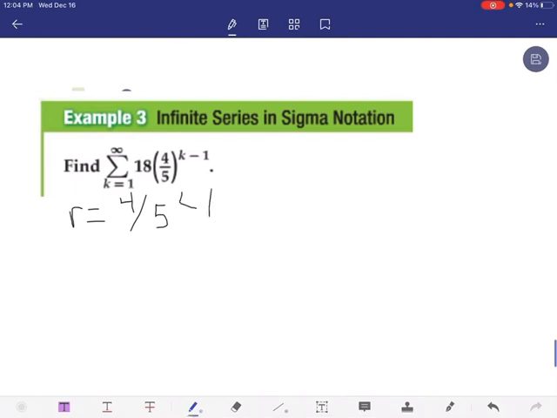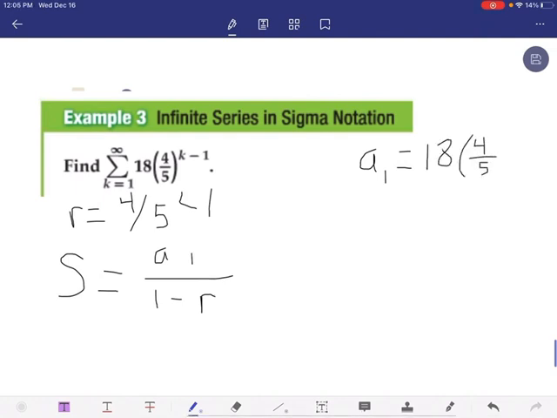Well, 4/5 is less than 1, so we know that it's going to be convergent. So we just need to plug into our formula. Our sum formula tells us that we have a sub 1 divided by 1 minus r. We already know what our r is, but we do need to find our a sub 1. So we can go over to the side and do a little bit of work. We're just going to plug in our first number, which in this case is 1.